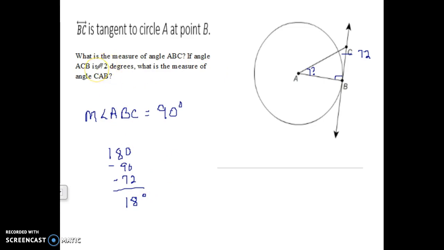So a couple different questions they can ask you, but the main thing to remember is that at the point of tangency, with the radius and the tangent line, this is a 90-degree angle.